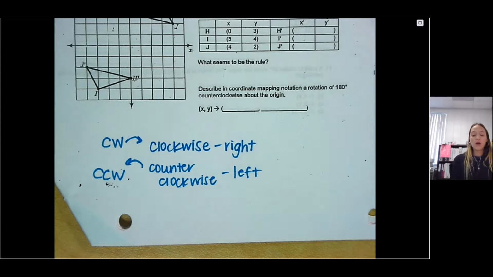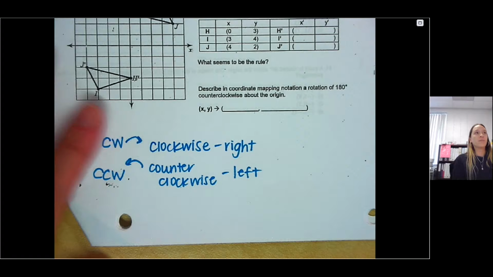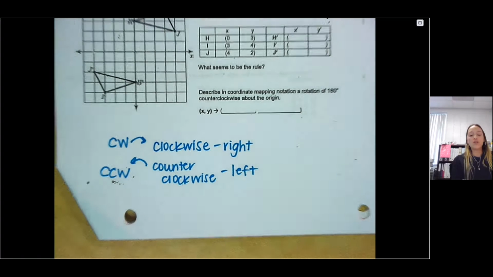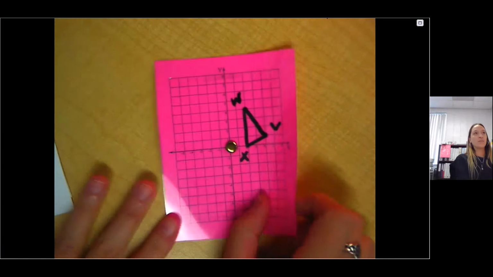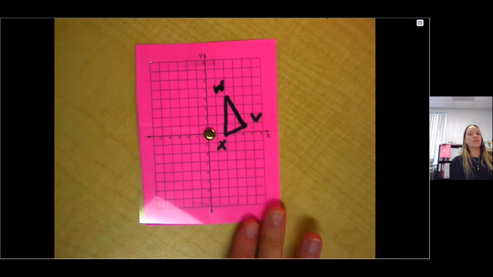So there are a couple different ways that we can rotate a picture, okay? So we can go to the right, we can go to the left, but here's my little picture here. Show my little rotation.